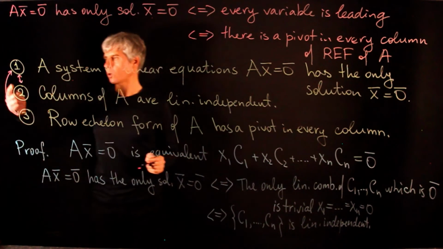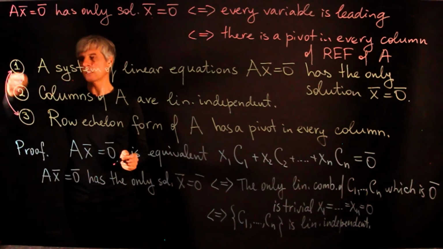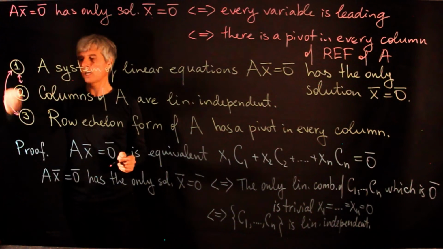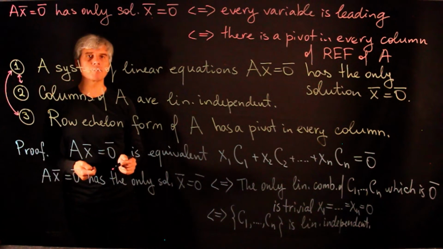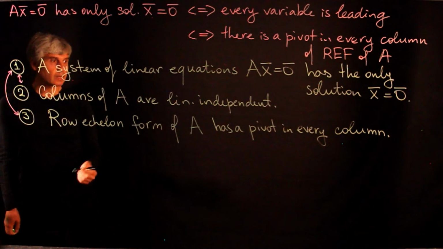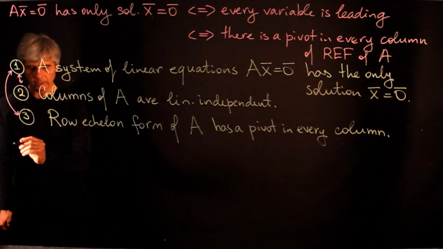And so this shows that 1 is equivalent to 3. And so we proved that 1 is equivalent to 2, 1 is equivalent to 3. And so all these three conditions become equivalent to each other. Now, using this theorem, we can answer the question that we started with.